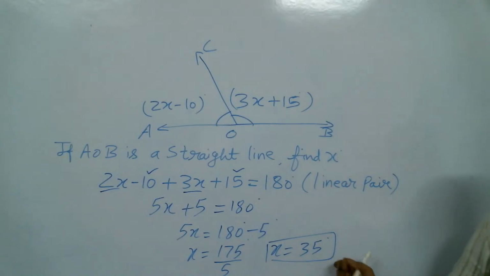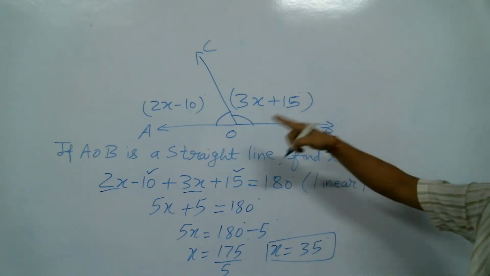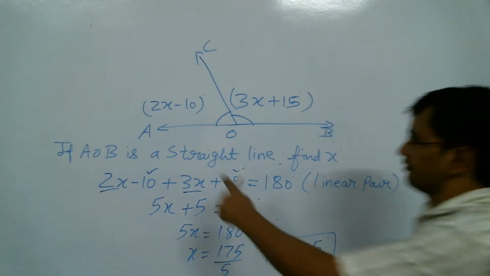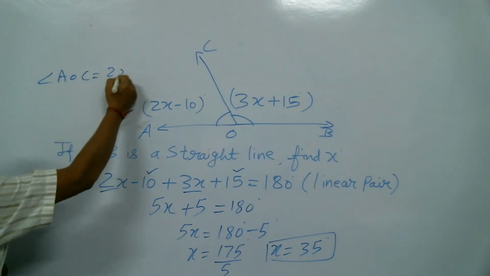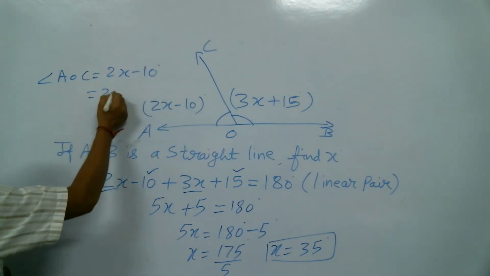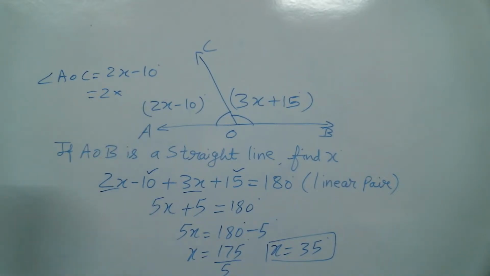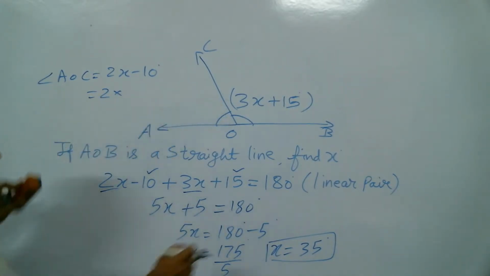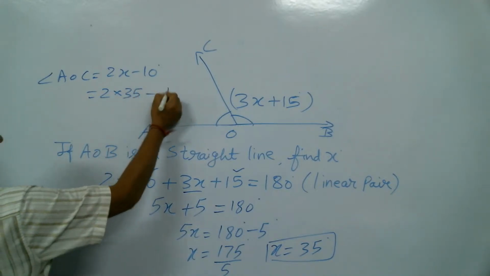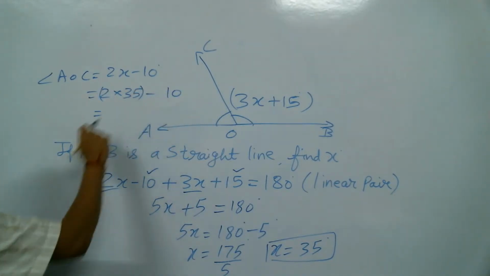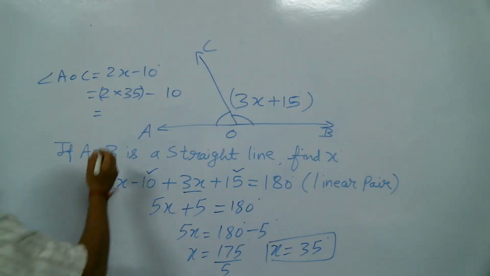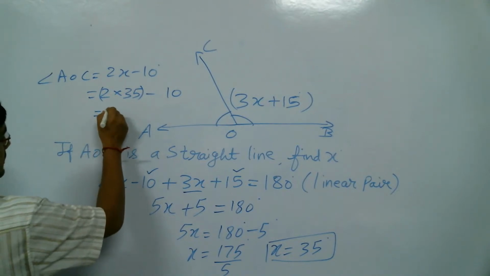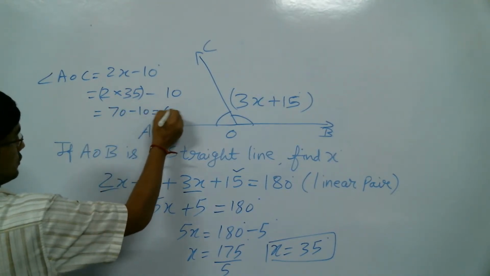The value of x we got here. Now we have to find the first angle. So angle AOC is 2x minus 10. So 2 into 35 minus 10. First multiply, then subtract, and you will get the answer. 35 doubled is 70, and 70 minus 10 is equal to 60 degrees.